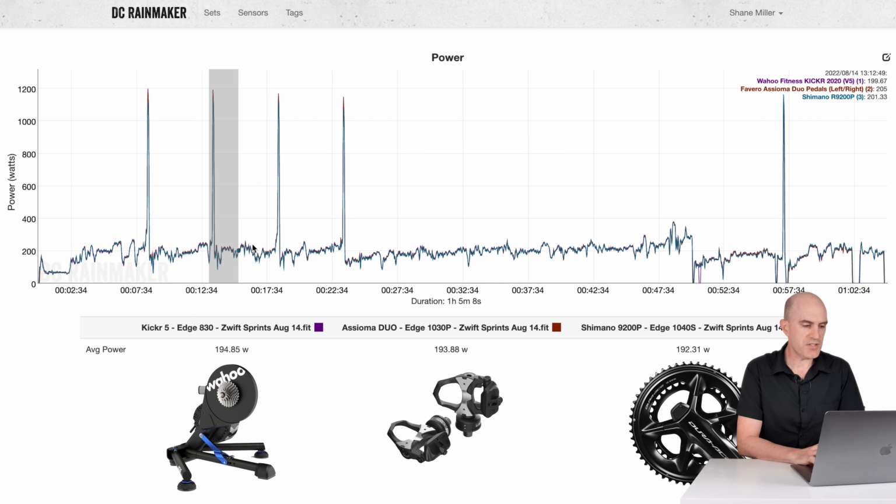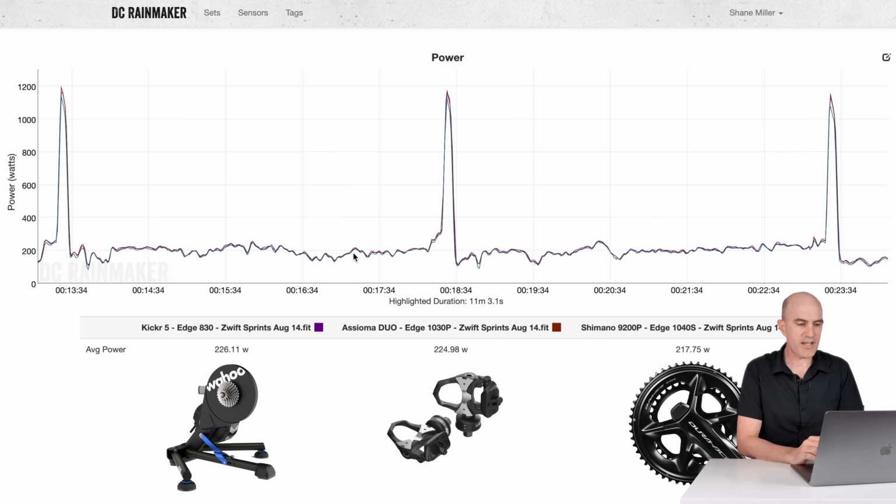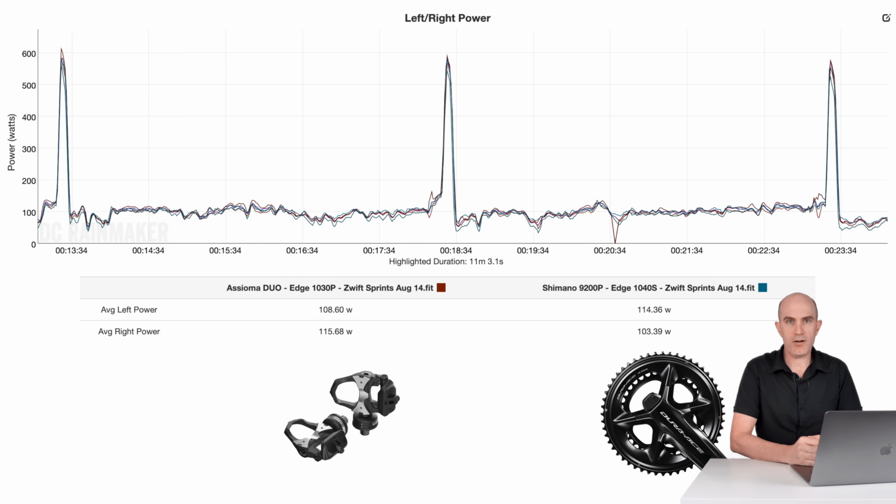For the 3 subsequent sprint tests indoors, performed at exactly the same interval, it was a case of rinse and repeat, with the Shimano R9200P reading lower than the other two sources of power. Pulling up the left-right power of those 3 sprints, and the culprit was the right-hand side there on the Shimano power meter, reading low in those other 3 sprints as well.